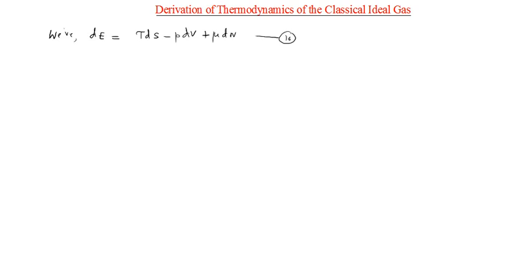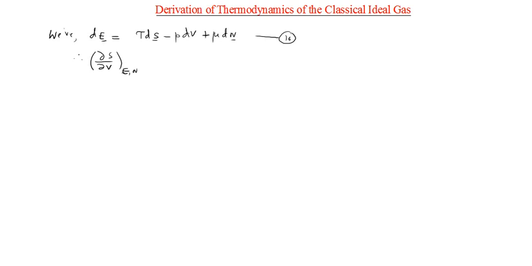Now from that, we will be taking the derivatives one by one. Let me take ∂S/∂V first. Of course E and N should be kept constant. I'm taking ∂S with ∂V, right? If you want, you can also take it the other way.